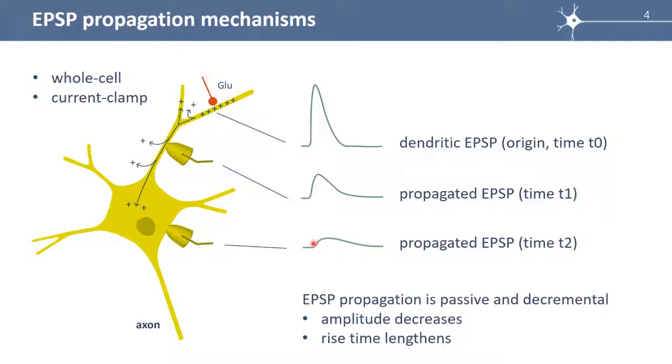And you can also see that the rise time here is longer. So when the EPSP propagates, its amplitude decreases and its rise time lengthens. How does it propagate? What are the mechanisms?